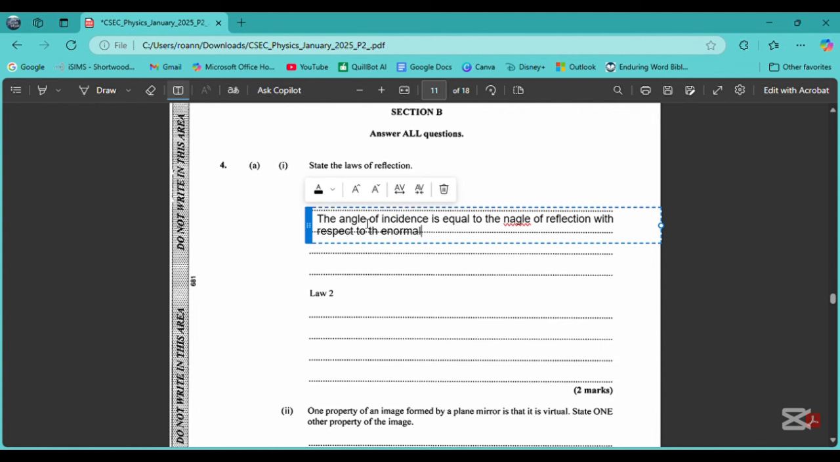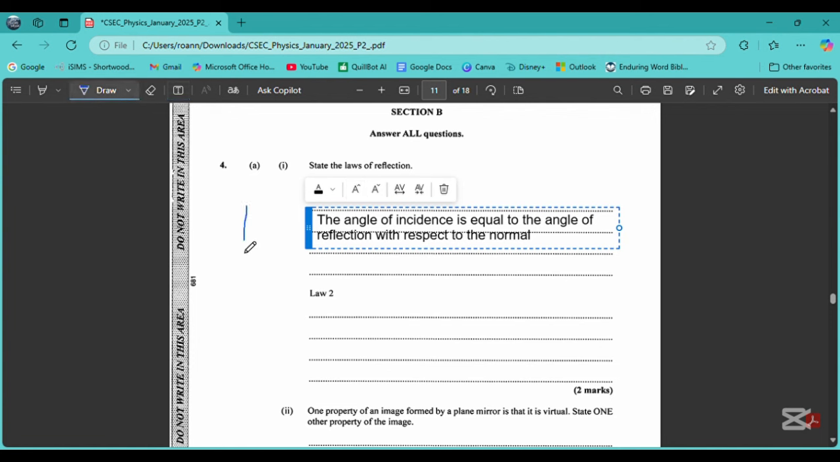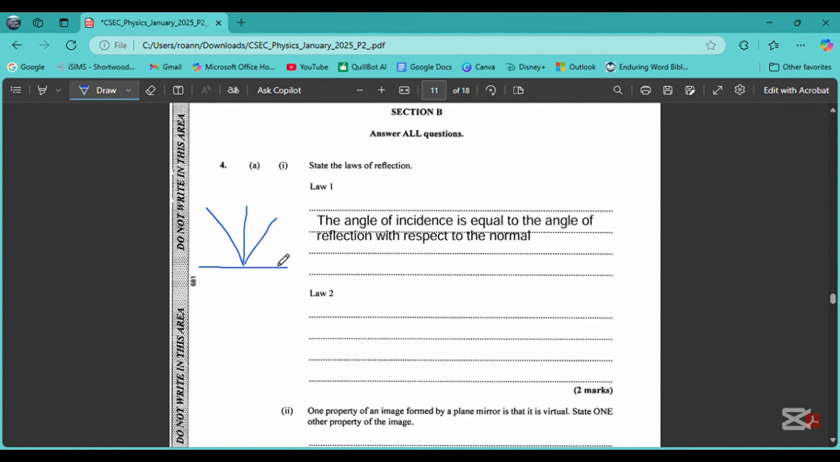And it says with respect to the normal, because when you are taking a reading for the angle of reflection or the angle of incidence, you take it starting from the normal. So your normal is your 90-degree line, and your angle of incidence, your angle of reflection. So you take it here, with respect to the normal, not as it relates to the media or mediums that would have been used.